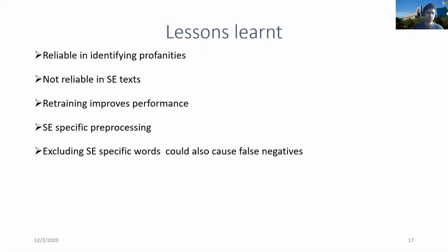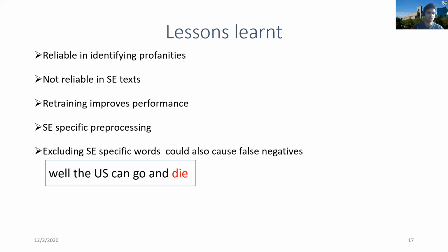Also, for building the tools, we need software engineering specific pre-processing, and we can think to exclude software engineering specific words, but that could also cause false negatives. Here is an example. If we remove the word die from here, then it can cause a false negative, because die has a toxic meaning here, but it does not always mean toxic in software engineering words.